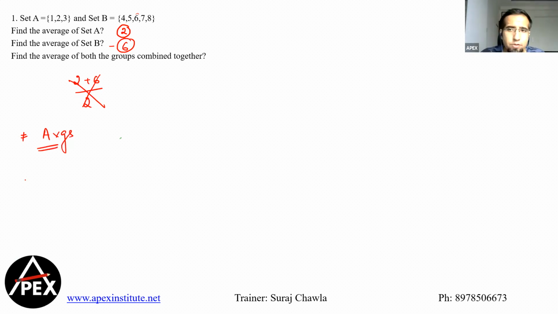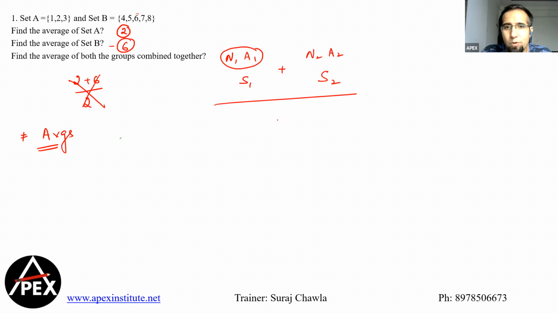We cannot focus on averages. If the question is asking you the average of both the groups combined together, I taught you in the beginning, it is N1 into A1, that is the sum total of first group, plus N2 into A2, that is the sum total of second group, divided by N1 plus N2.